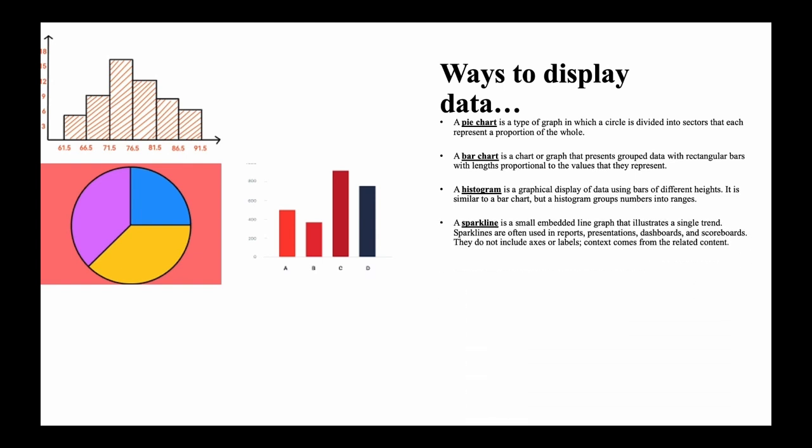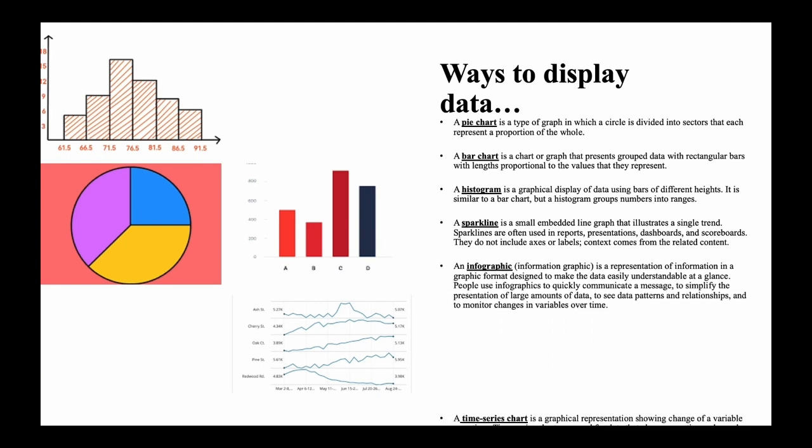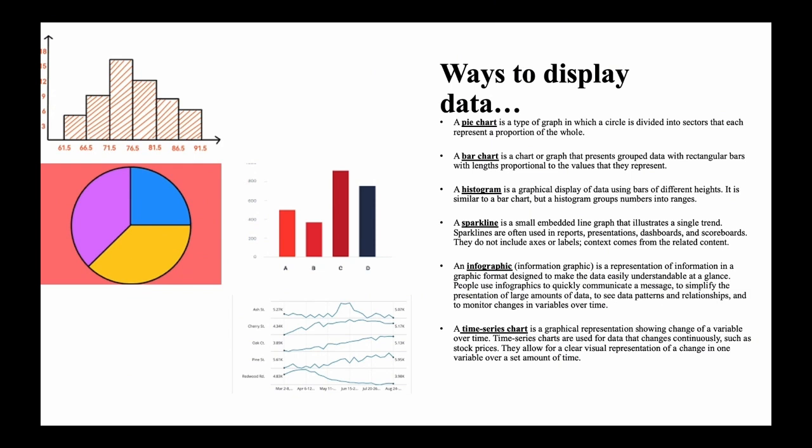We have the sparkline, an embedded line that illustrates a single trend. It has no y-axis or x-axis and no labels. Context comes from the related content. Infographics we already talked about. And the time series chart is similar to a sparkline, but it has a y-axis and x-axis, and is a representation showing change of a variable over time. Time series charts are used for data that changes continuously, such as stock prices. They allow clear visual representations of change in one variable over a set amount of time.